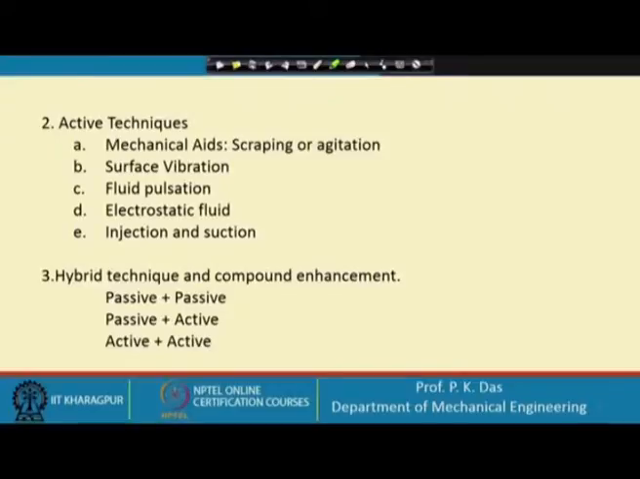Now, in many cases we go for hybrid technique and compound enhancement. Two techniques are combined together. Let us say two passive techniques can be combined, one passive and one active technique can be combined, and two active techniques can be combined. Let me give one example, and with this example we can probably end our discussion.